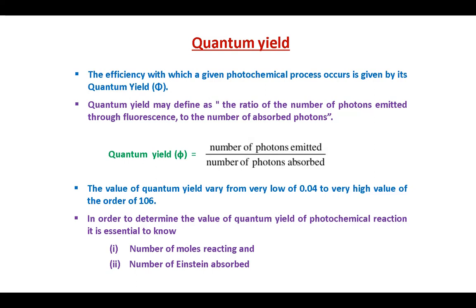The magnitude of phi is directly related to the intensity of the observed fluorescence. The value of quantum yield varies from a very low value of 0.04 to a very high value of the order of 10^6. The higher the quantum yield value, the brighter the fluorophore, and the stronger the fluorescence signal intensity. In order to determine the value of quantum yield of a photochemical reaction, it is essential to know the number of moles reacting and the number of Einstein absorbed.